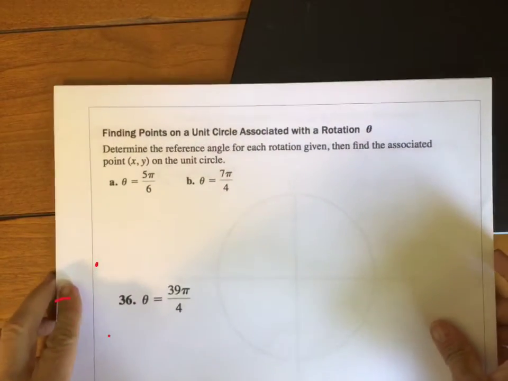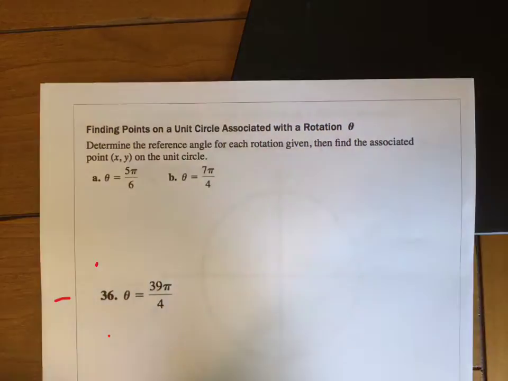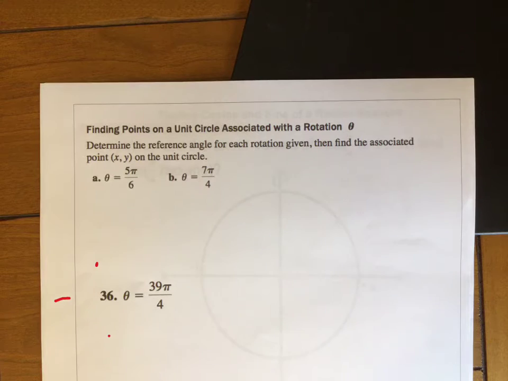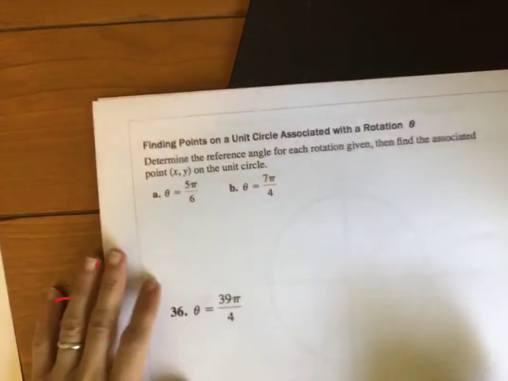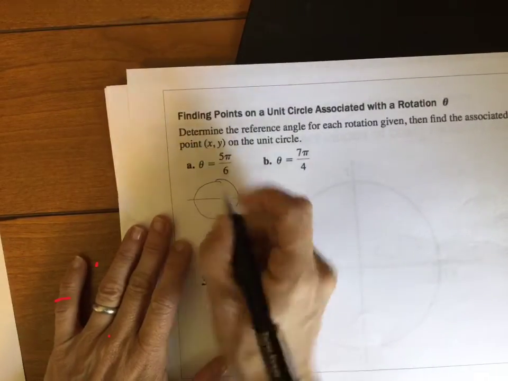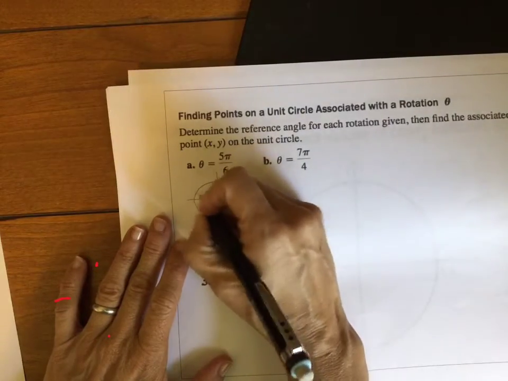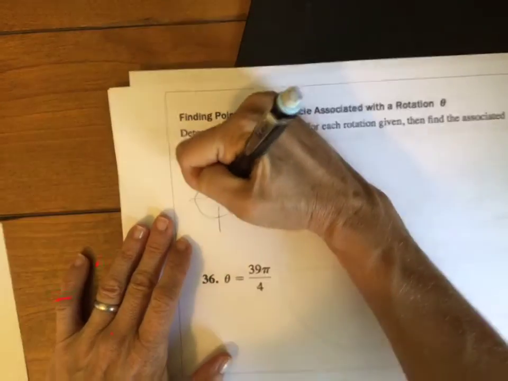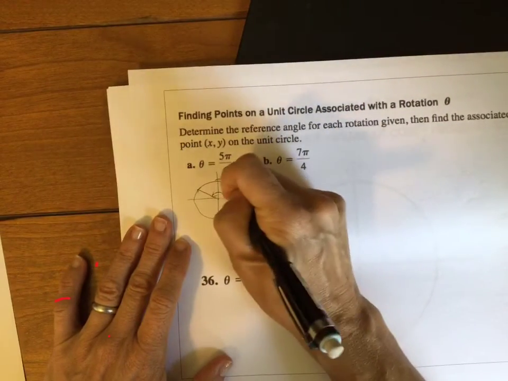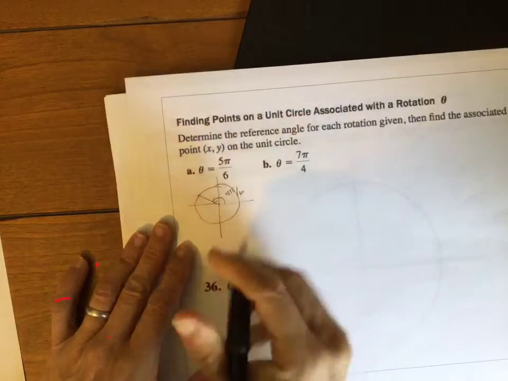All right. So, using that information, determine the reference angle for each rotation given, then find the associated point on the unit circle. So you could draw these out. I'm going to draw out A, or you could use your unit circle. So in A, 5 pi over 6, that's just a little bit less than pi. So I think it's all the way over here in quadrant 2, and you can confirm that looking at your unit circle. So this here is my 5 pi over 6.